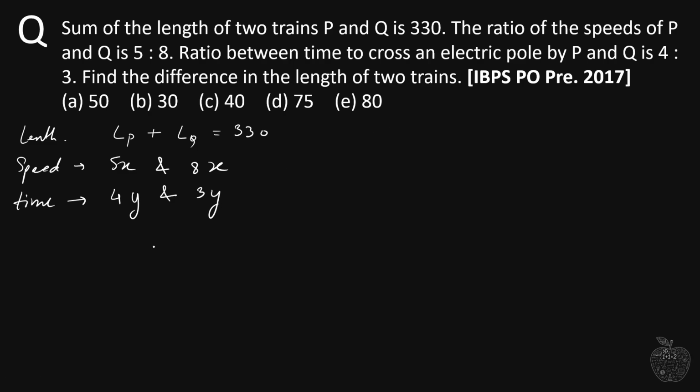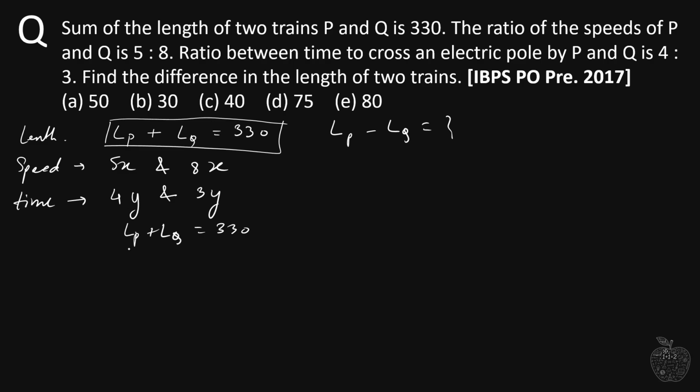Now, find the difference in the length of the two trains. So let's first start with what we have to find out: this difference in length, LP minus LQ. And first, the part which is given to us: LP plus LQ is equal to 330.